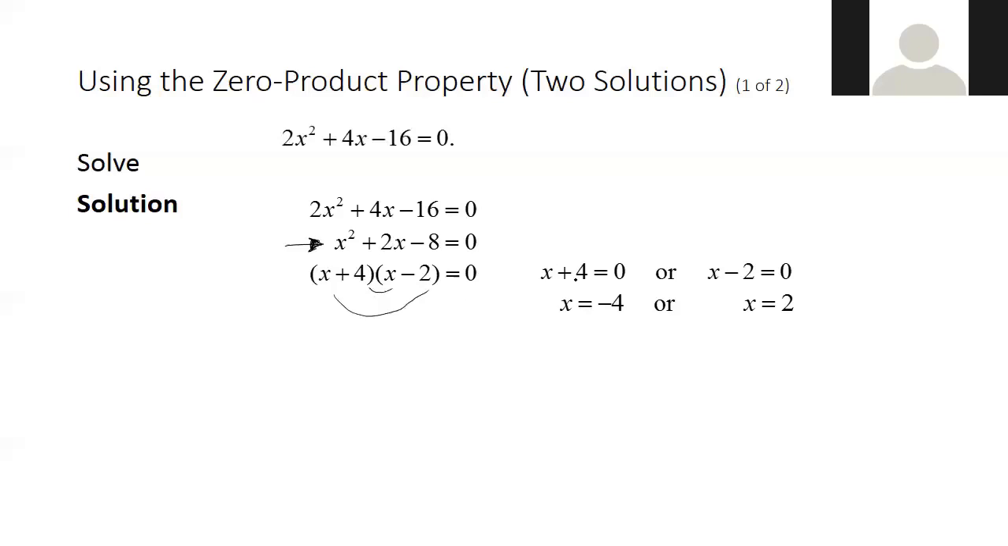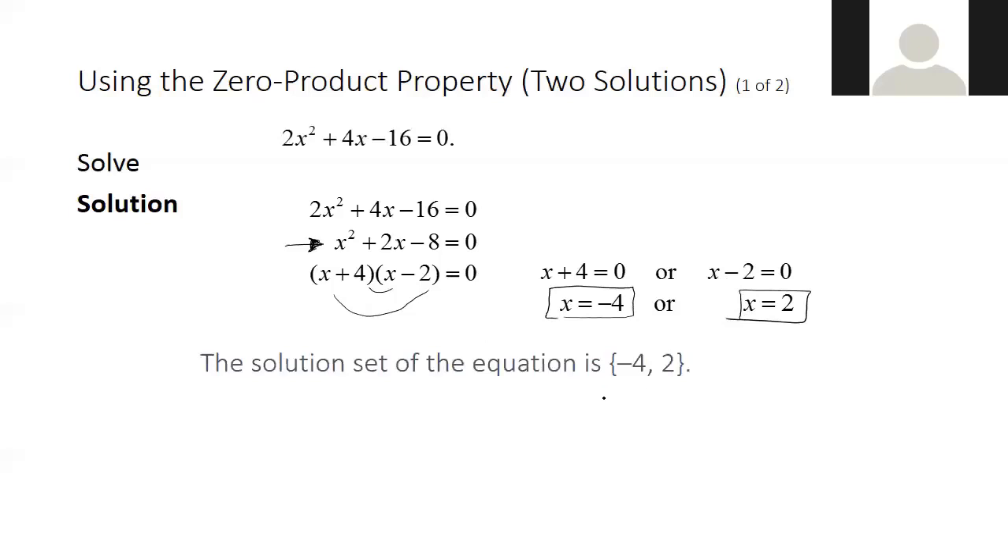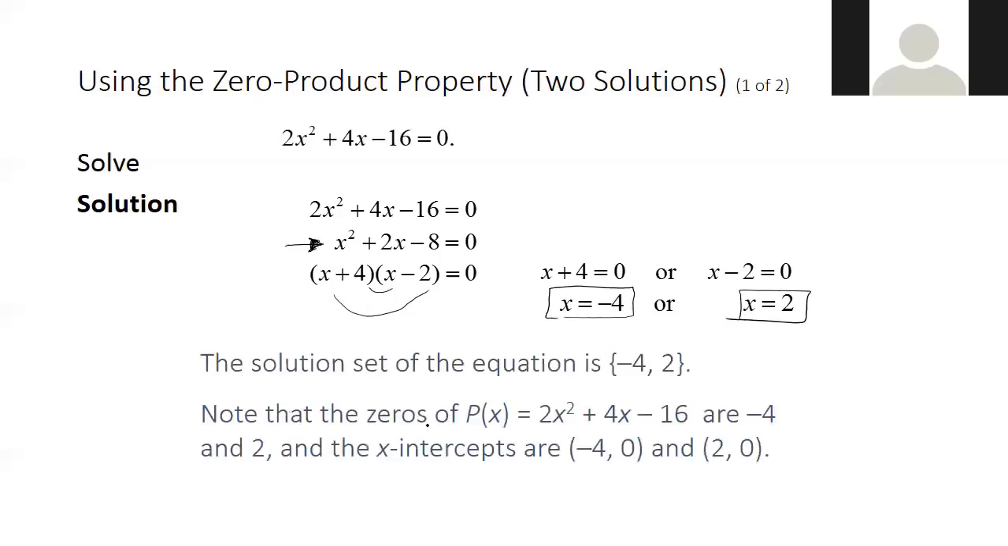So we get x plus 4 is equal to 0. So one solution would be x equal to negative 4. And we get x minus 2 equal to 0, and the other solution would be x is equal to 2. So this would be the solution for that equation. So note that the zeros of p of x, which is equal to 2x squared plus 4x minus 16, are then negative 4 and 2. These are the zeros of this polynomial.